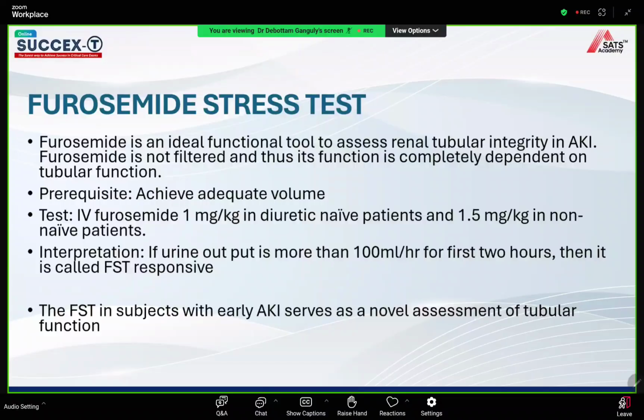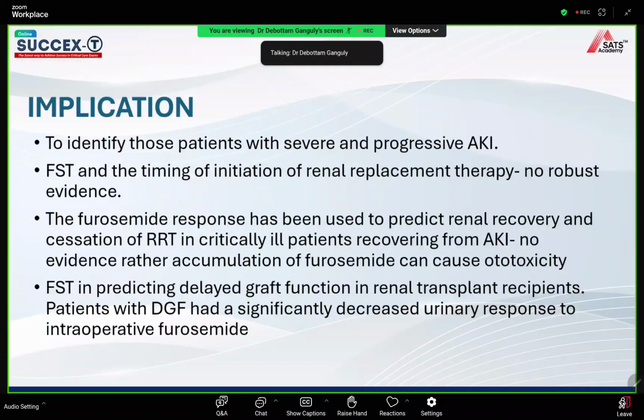Its use in early AKI serves as a novel assessment of tubular function. So make it clear, the furosemide stress test is for assessment of tubular function. If it works, that means the renal tubules are still working. So its implication is to identify those patients with severe and progressive AKI, and the timing of initiation of renal replacement therapy. Some nephrologists use this to decide the initiation of renal replacement therapy.